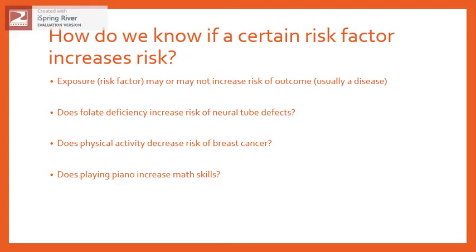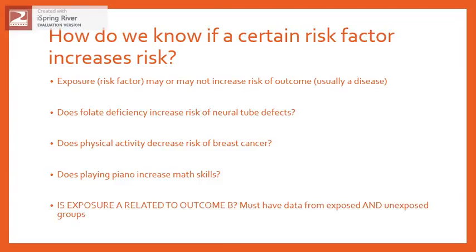All of these are examples of questions where there's an exposure and an outcome. So the exposures would be folate deficiency, physical activity, and playing piano. The outcomes would be neural tube defects, breast cancer, and math skills. So really the question we want to know is the exposure related to the outcome, yes or no.